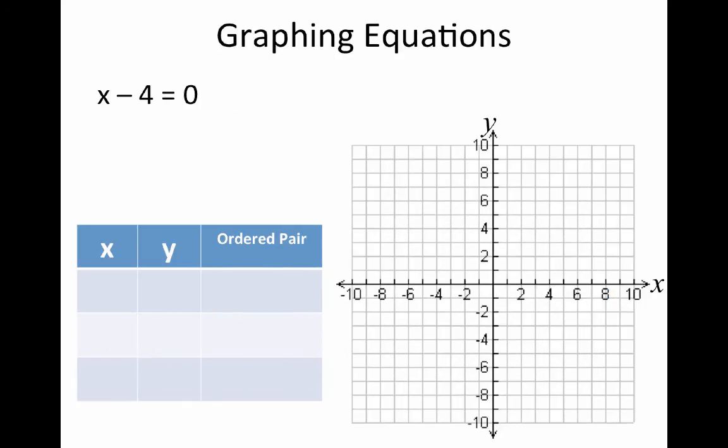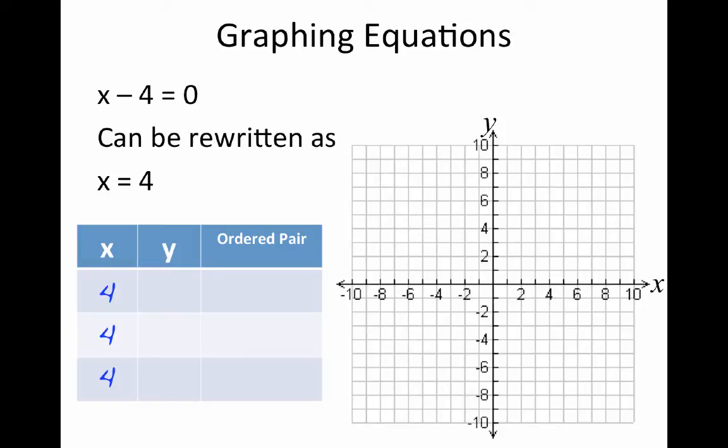Here's another equation. X minus 4 is equal to 0. We can rewrite this as x is equal to 4. You recognize that. X is equal to a constant. X is equal to some number. Pause the video, write some ordered pairs, and graph the equation of the line.